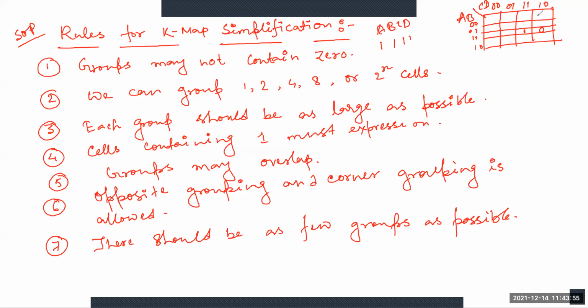Now, in a few minutes we will discuss POS also. So one thing: groups may not contain 0. When we get 0, we will not consider it in the case of SOP, and we can group 1, 2, 4, 8 cells, like that, 2 to the power n. So we will not see 16 cells here; up to this we can see 8 cells. Okay, so here you can see this is 1. Suppose this is also 1. Just one minute.